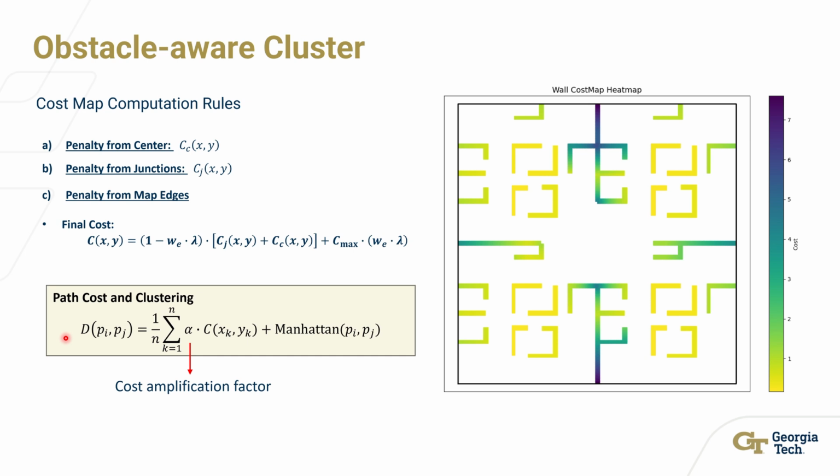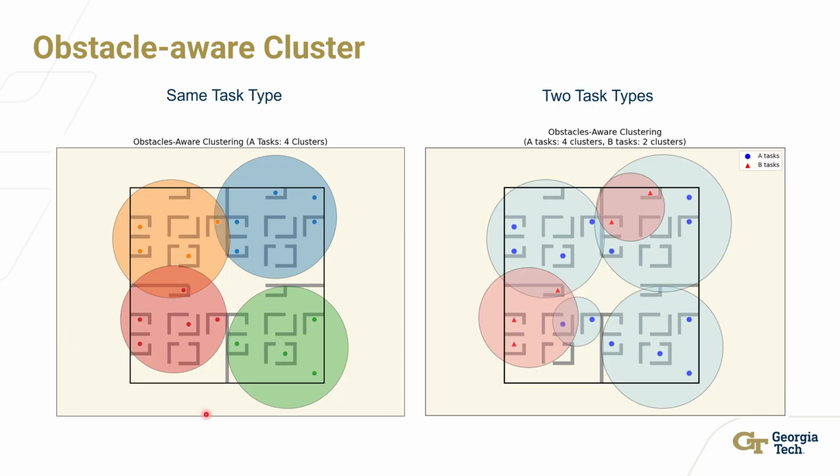To incorporate these penalties, we draw a straight line between each pair of tasks and add cost wherever the line intersects a wall. This discourages the algorithm from clustering tasks that are difficult to reach from one another. In the left figure here, you can see the result of clustering for a single task type. In the right figure, which includes multiple task types, tasks are clustered separately even if they are close together but divided by a wall.